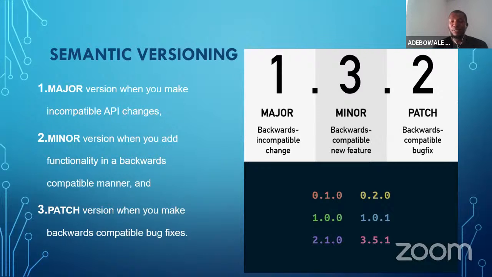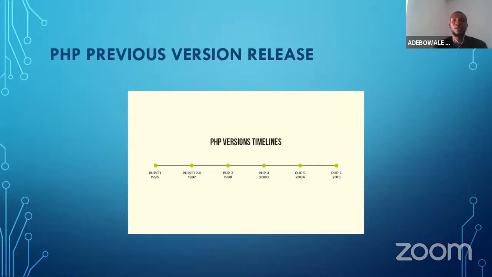So let's move on. PHP has previously experienced changes in the past. The first version of PHP was in 1995. Then we have PHP 2.0 in 1997, then PHP 3 in 1998, PHP 4 in 2000, PHP 5 in 2004, then PHP 7 in 2015.